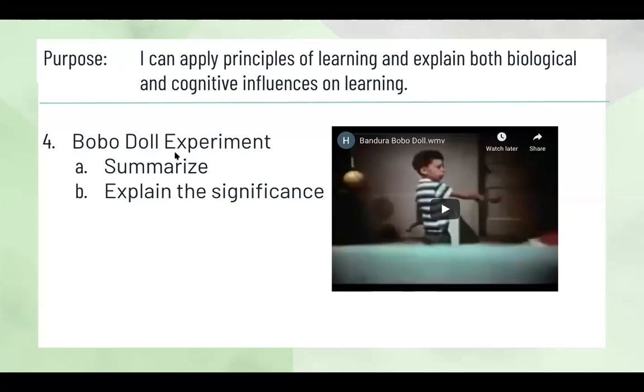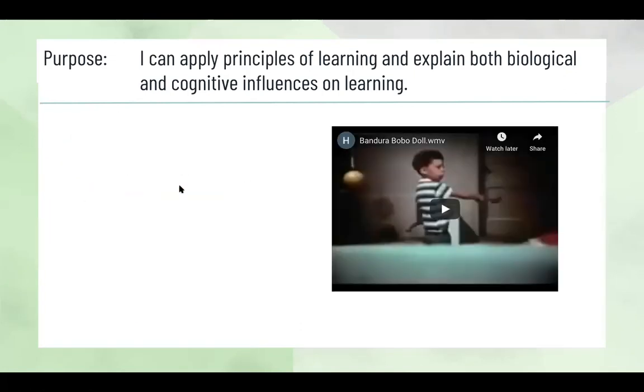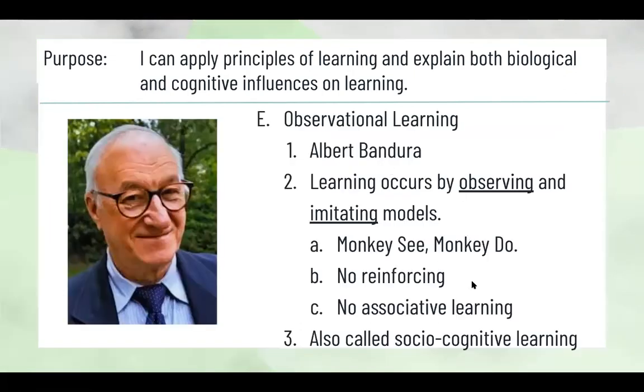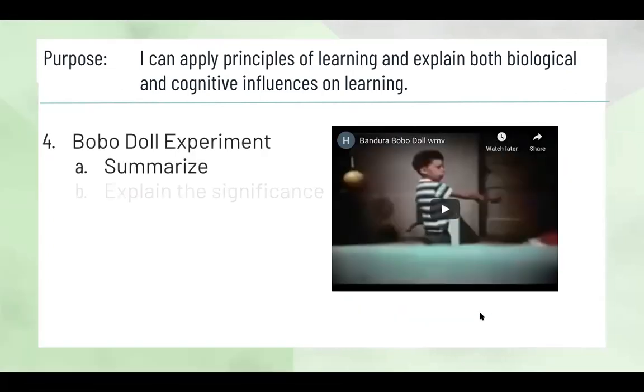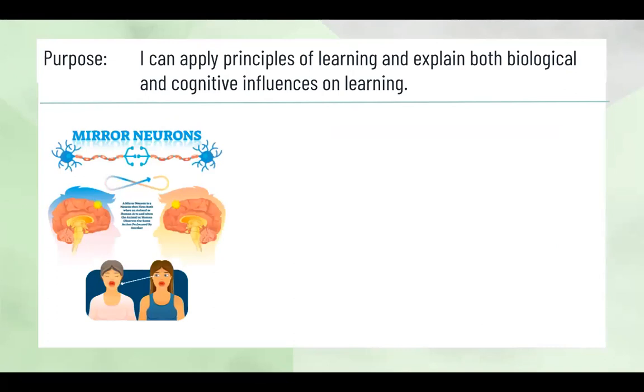Okay, so what we look at with summarizing the study is that these kids observe the model. If we want to try to use the vocab here, they observed the model who was aggressive with the Bobo doll, and then they imitated that behavior. The significance of the study is what we talked about earlier: there's no reinforcing, no associative learning. It brings cognition back to the forefront. Now, what has further research shown here?